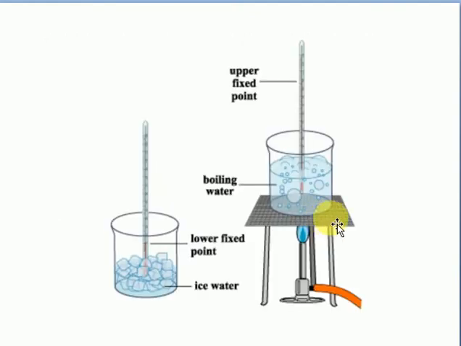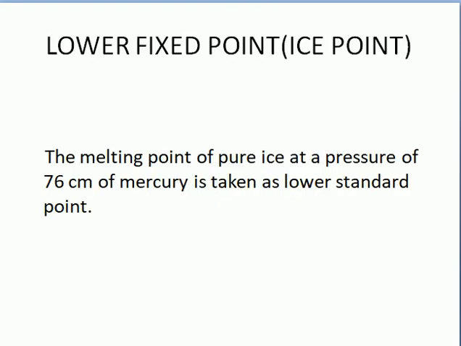See the figure, this is the upper fixed point, where the mercury comes up to 76 centimeter. When the water boils, the thermometer shows the mercury range up to 76 centimeter, that is 100 degrees Celsius. That is the upper fixed point. And see the lower fixed point here, it shows below the 76 centimeter mark.